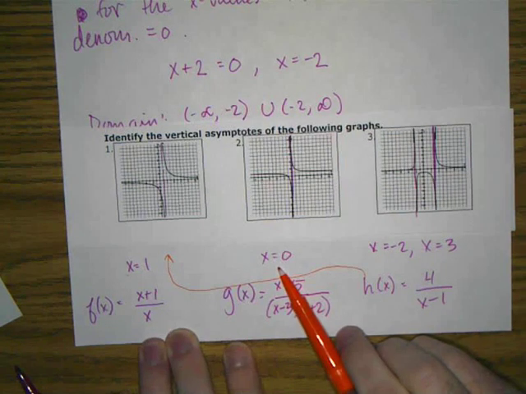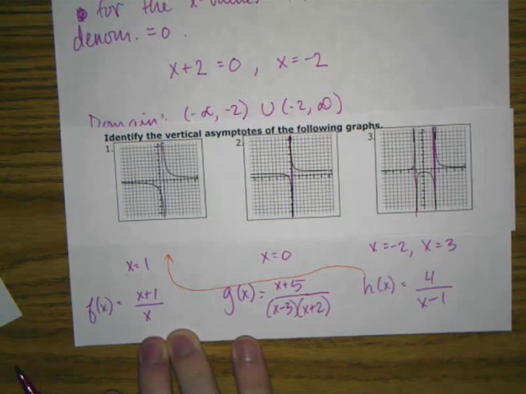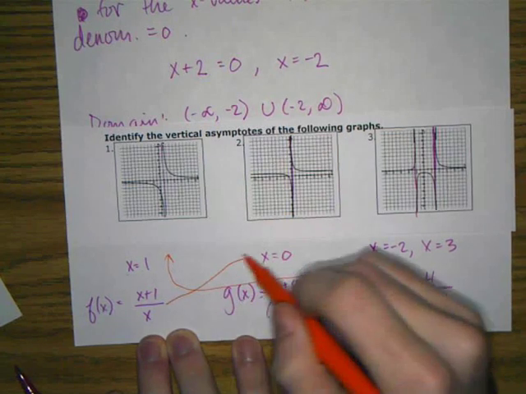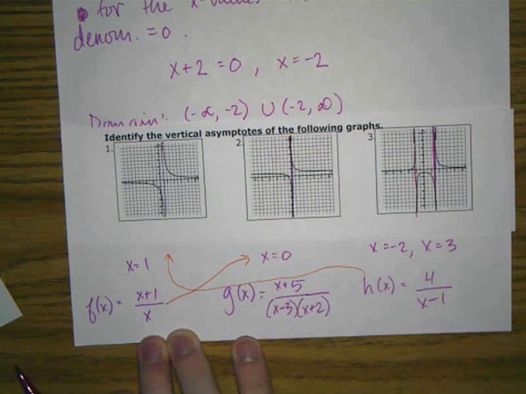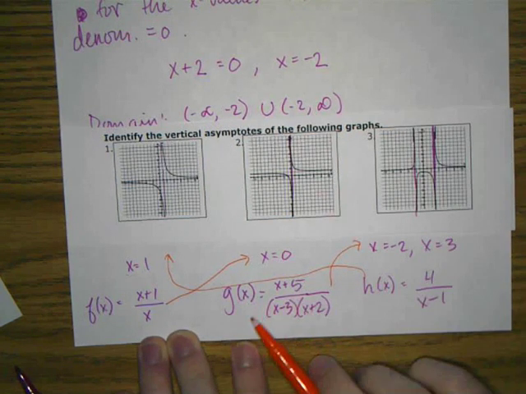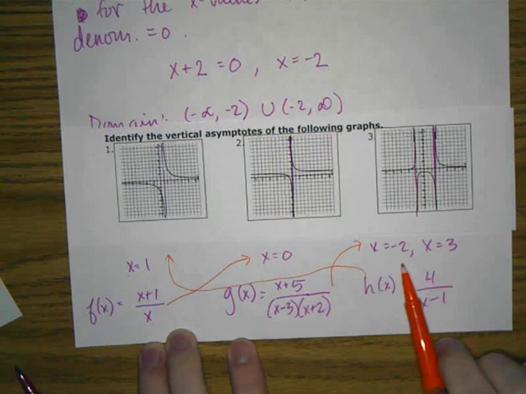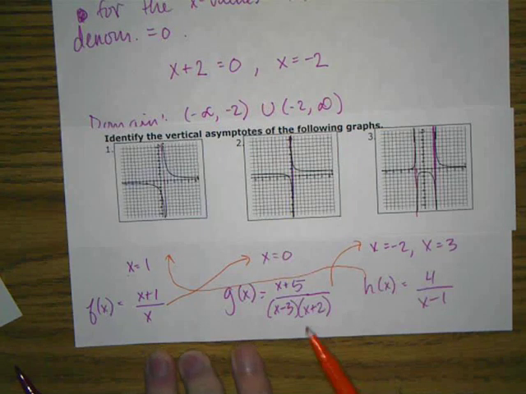Which denominator goes to 0 when x is equal to 0? It's going to be f of x, because x is in the denominator, and we said our asymptote is x equals 0. Okay, we do the same thing for this graph, and we see that g of x, its asymptotes are x equals negative 2 and x equals 3. And we can find those by setting the denominator equal to 0. Okay?